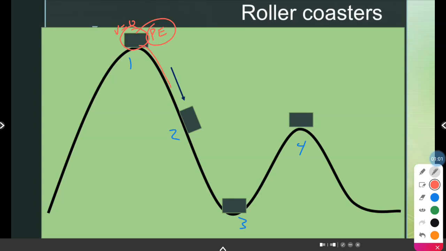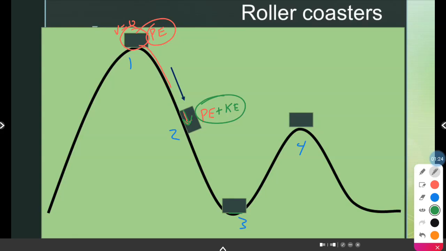Number 2, what kind of energy do we have? Well, do we have height right here? Yes, we do. So we definitely have some potential energy. Do we have some speed right there? Yes, we do. We definitely have some speed right there. That's when you're freaking out. So you have both kinetic and potential right here in the middle of that hill.